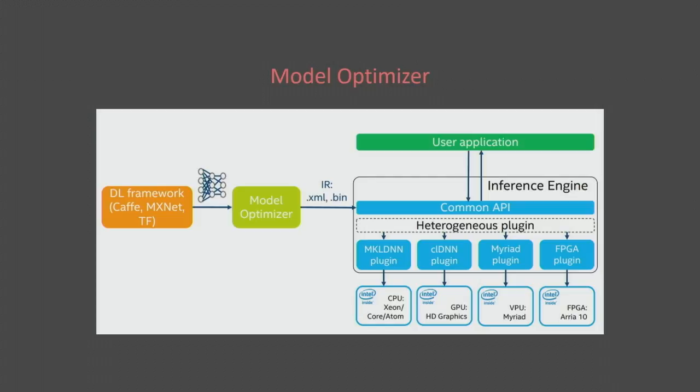So you can run it on CPU, you can run it on GPU, you can run it on VPU, which I'm going to talk a bit about later, or you can run it on an FPGA. So the sky is the limit. I mean, you build it once, you optimize it, and then it runs everywhere, and it runs really fast.